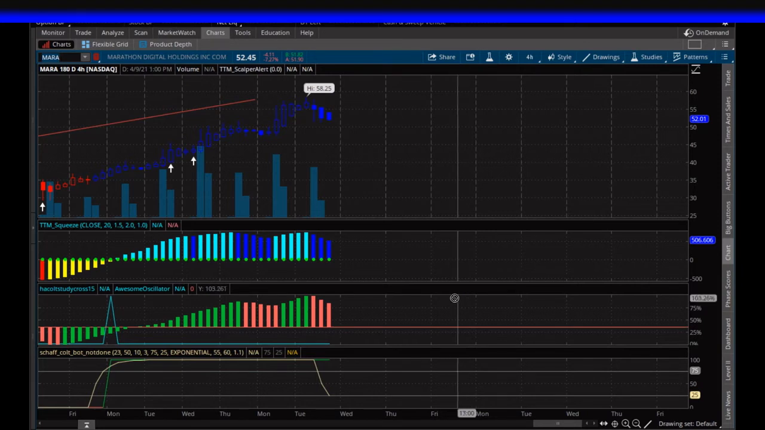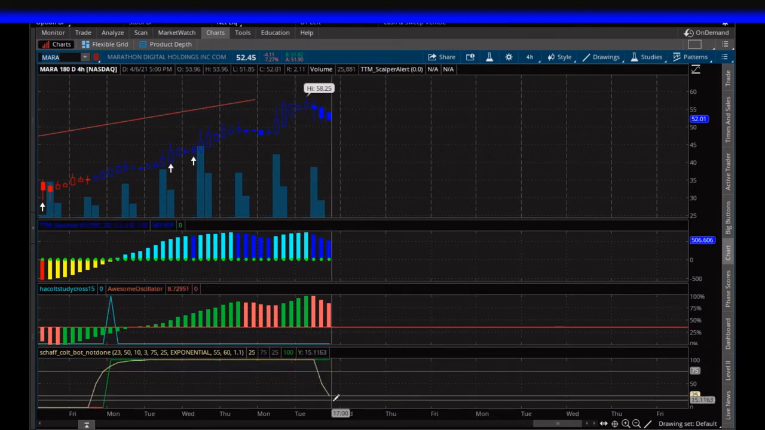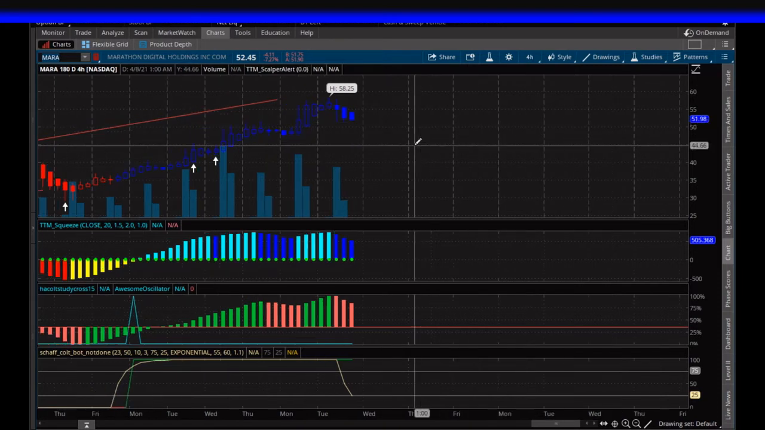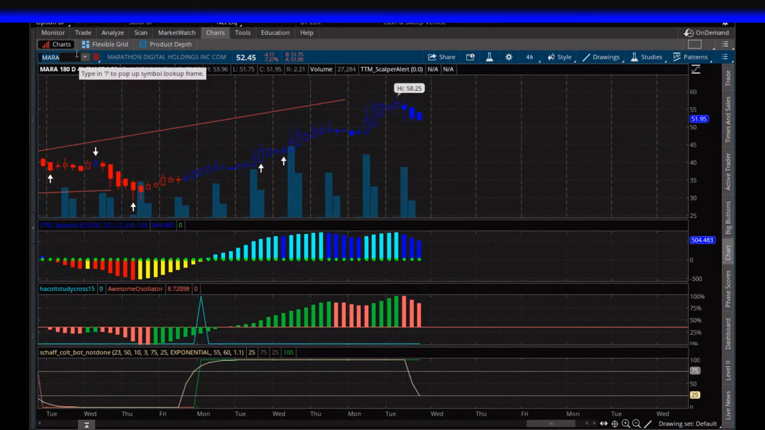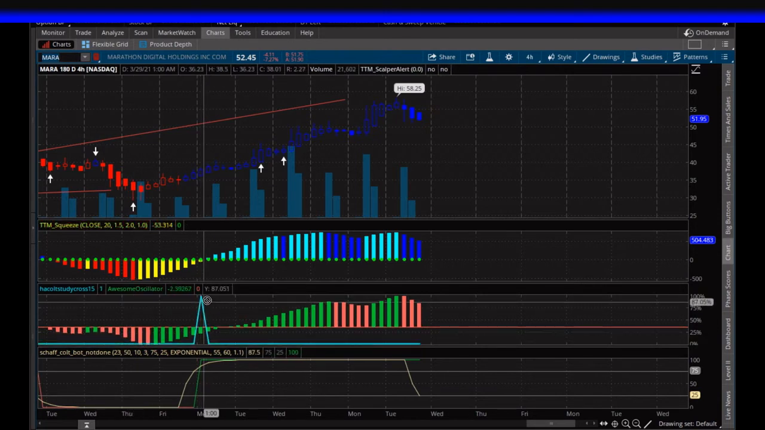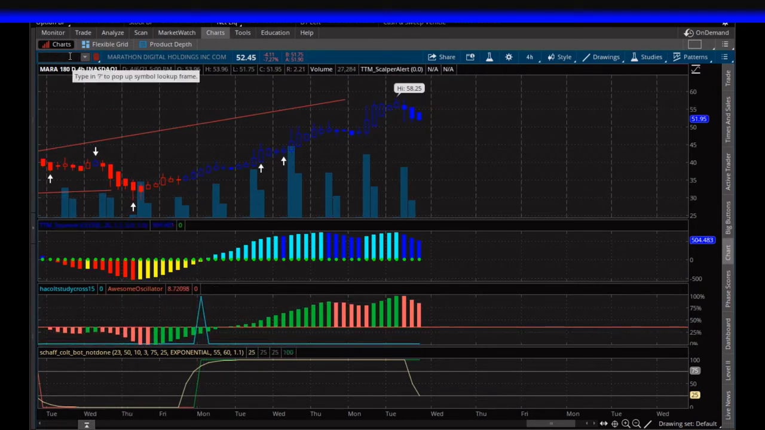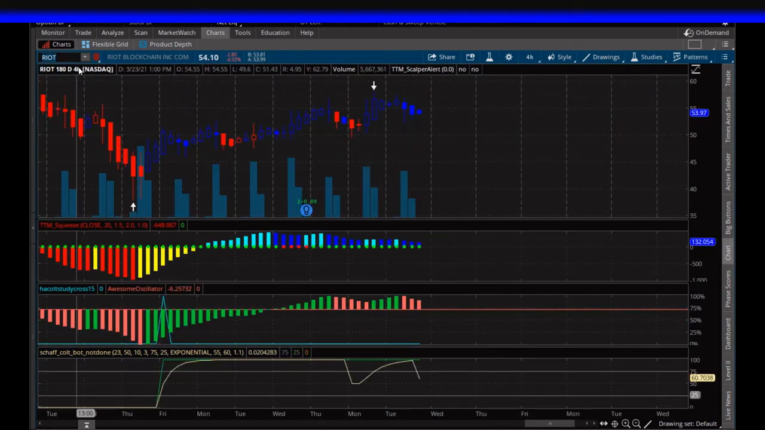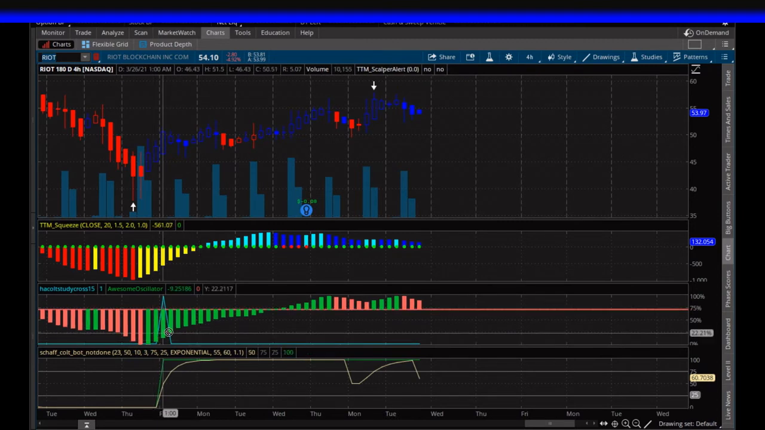So still a bullish sentiment coming down a little. I'm not sure what Bitcoin's at, but that's fine. That would have been a great signal, though, right there. And let's go to Riot. There was your good signal there.